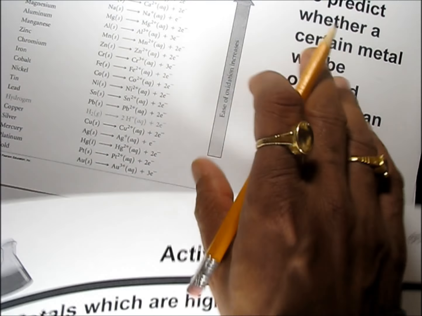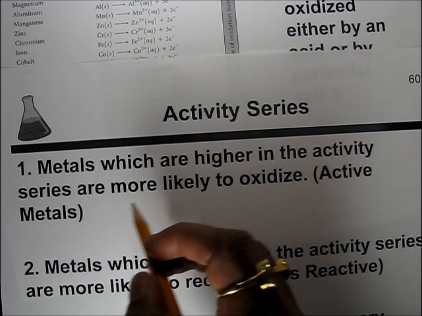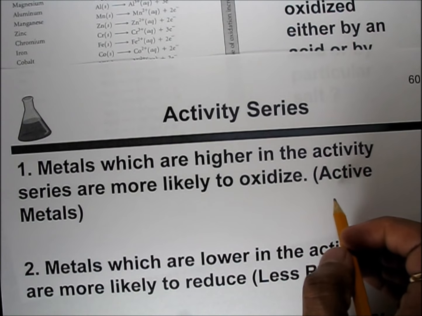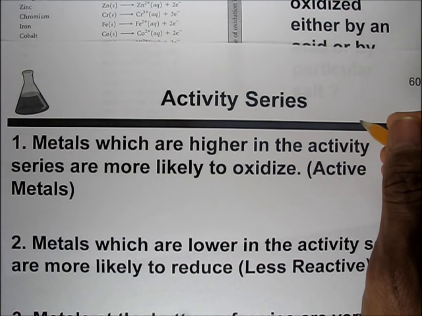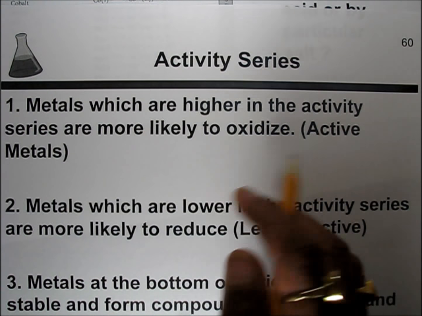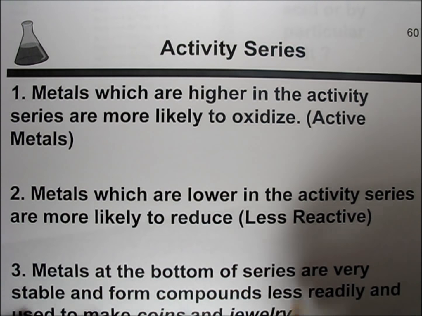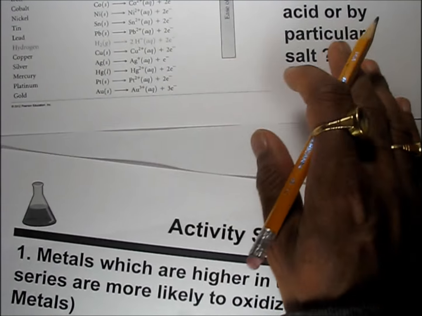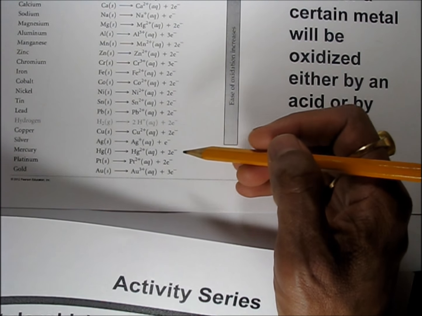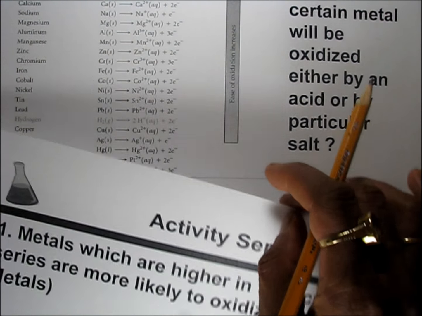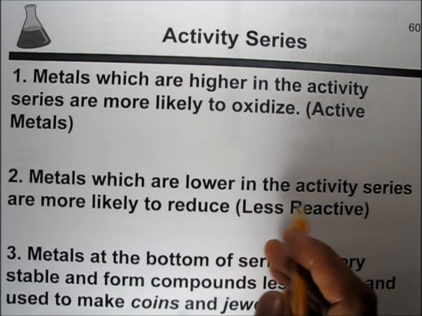So how do we understand this activity series? Metals which are higher in the activity series are more likely to oxidize, meaning they are called active metals. They very easily tend to lose electrons. And metals which are lower in the activity series are more likely to reduce, and are less reactive. The metals lower in the series have less tendency to lose electrons, but they have more tendency to gain electrons. That is why this is called reduction.